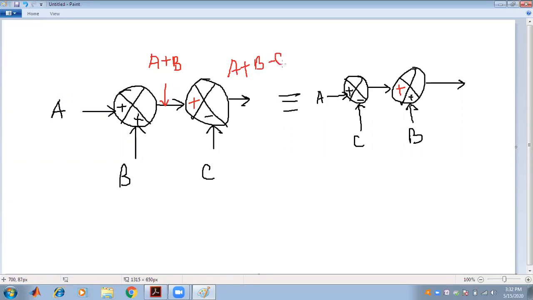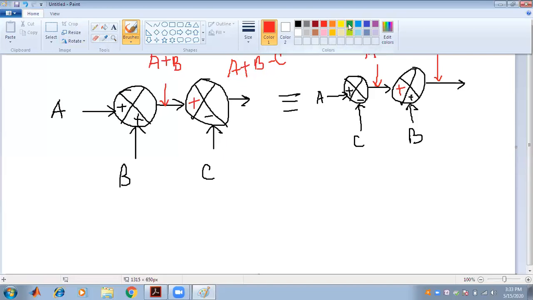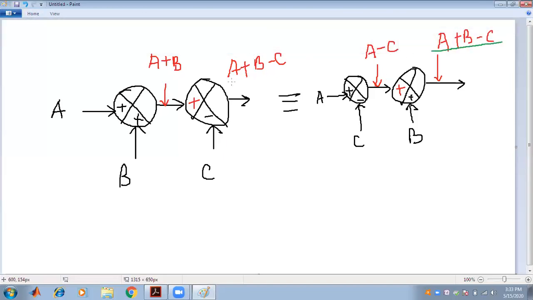minus C. Okay, so why is the first block diagram equivalent to the second one? Means we are doing the block reduction technique. So what is the output in that particular area? A place is A minus C, and this is fed to that particular summing point, and this is plus B. So what is the output in that area? It is A plus B minus C. If I take this output and this output, both are the same. So that is why we can write that this block is equivalent to this one, and this is called the block reduction technique of the first one.